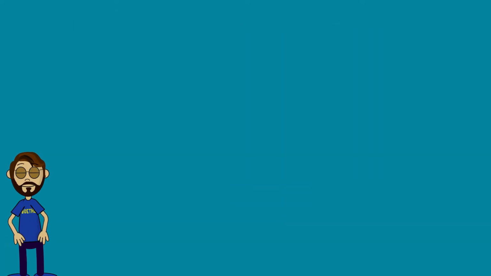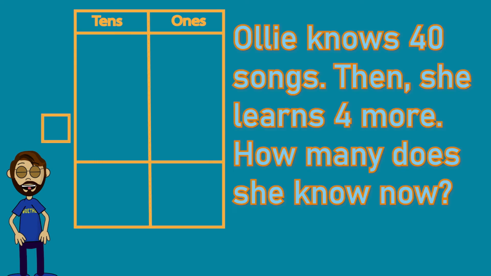Moving on. Ali knows 40 songs. Then she learns 4 more. How many does she know now? So she's going to learn some more songs, so we'll have to put those numbers together with a plus sign.